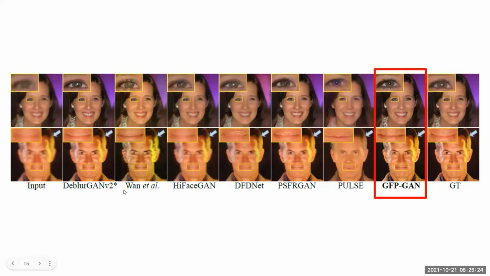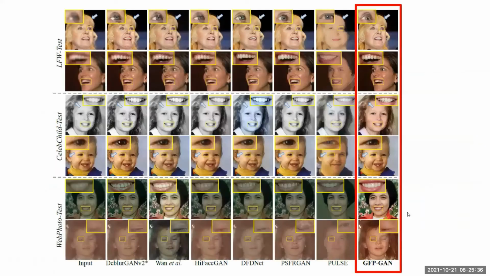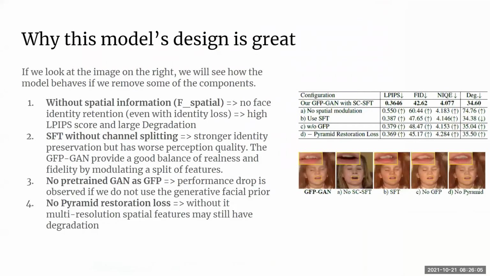I wanted to show how it looks in comparison to the other ones. And as you can see, GFP-GAN is doing a very good job, especially over here on the last row, with the image where the input has a closed eye, and the previous models were, I'm sorry, not really good at reproducing or restoring even a closed eye. So I think it's a very important step in restoration.